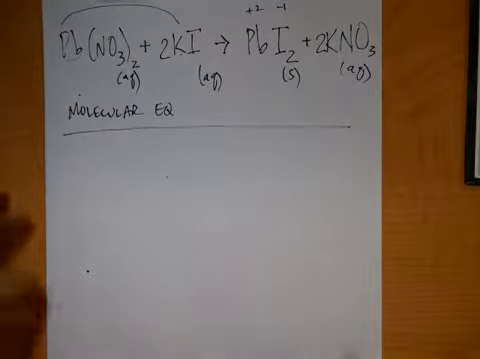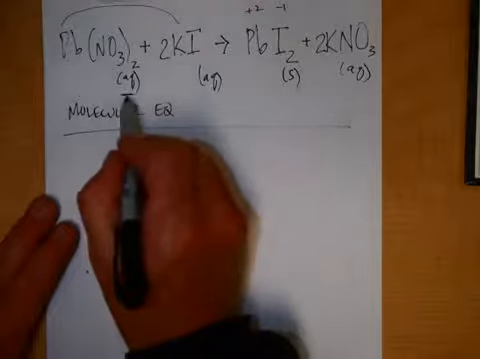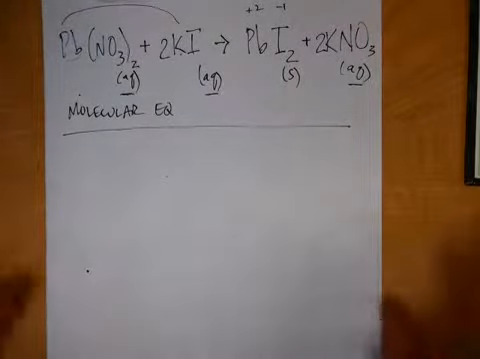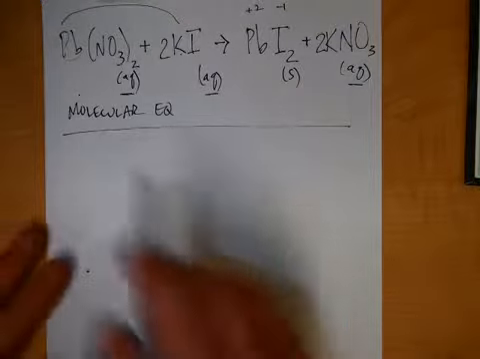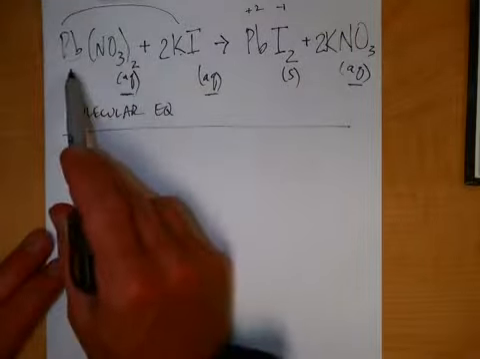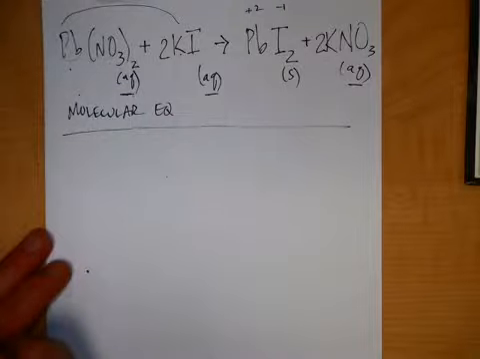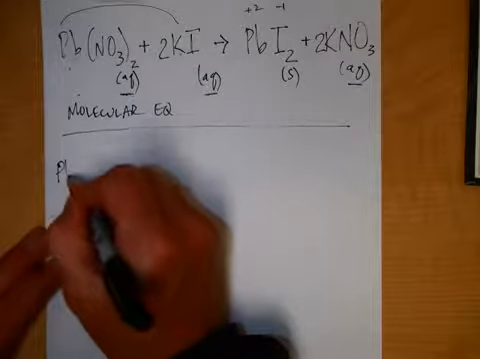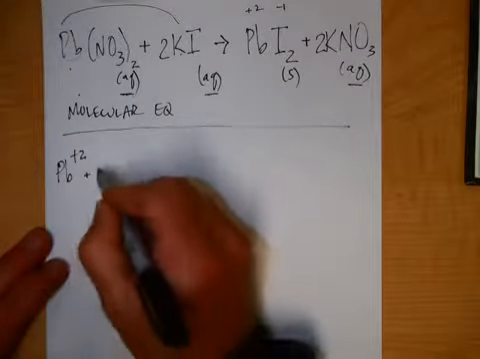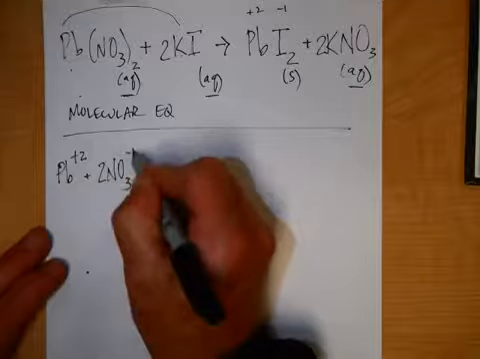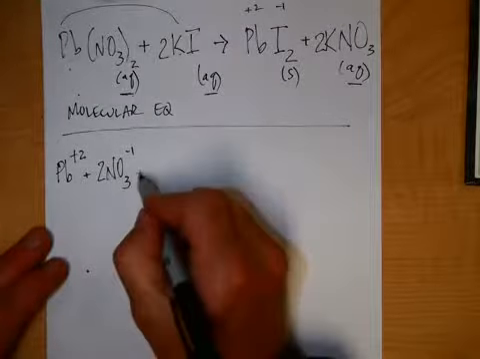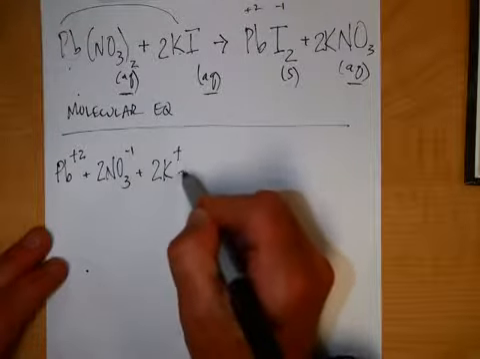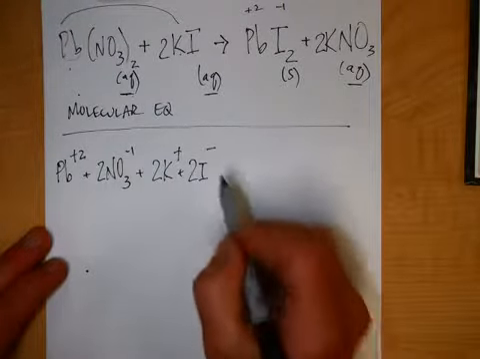When you write the complete ionic equation, you take everything that is aqueous and a strong electrolyte, and separate it into its ions. Lead nitrate is aqueous and a cation and an anion, a strong soluble salt. Therefore, this would separate into Pb positive 2 ions, and 2 NO3 minus ions. The potassium iodide would separate into 2 K plus ions and 2 I minus ions.